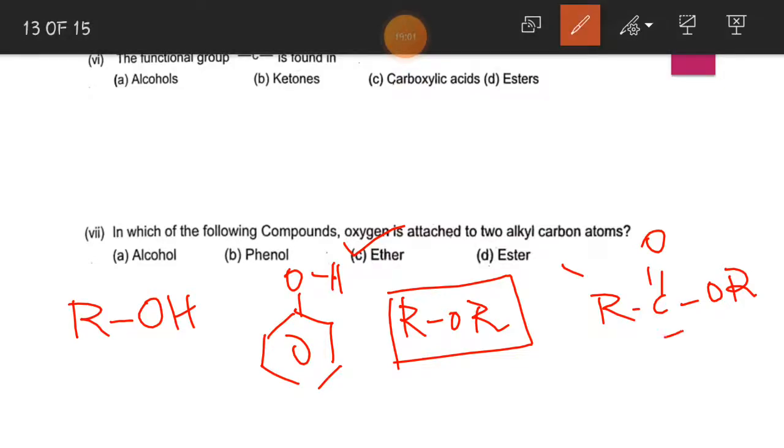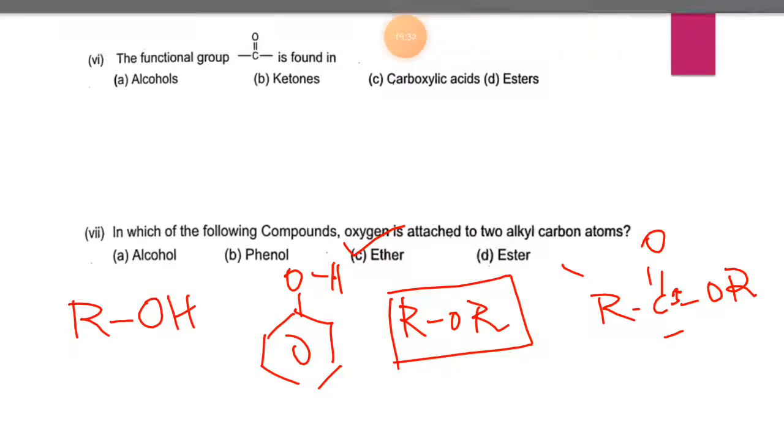Now in the carboxylic esters, in the esters, this oxygen atom is attached to two carbon atoms, but this carbon atom is not considered as an alkyl carbon, because the alkyl carbons do not form a double or triple bond with any other atom. These alkyl carbons are always single bonded. So this carbon of carbonyl group cannot be considered as an alkyl carbon.